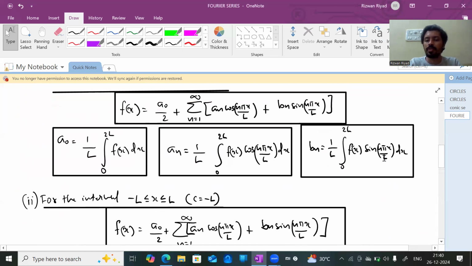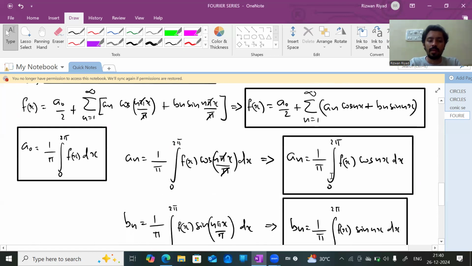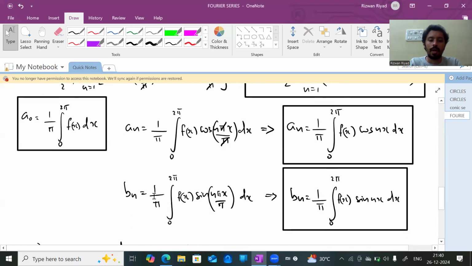And this L also becomes pi. So this Bn becomes 1 by pi integral 0 to 2 pi. 1 by L becomes 1 by pi, 2L becomes 2 pi. f of x sin n pi x by L becomes sin n pi x by pi dx. So here also you can cancel this pi and this pi. So you can write Bn is equal to 1 by pi integral 0 to 2 pi f of x sin nx dx after cancelling this pi.